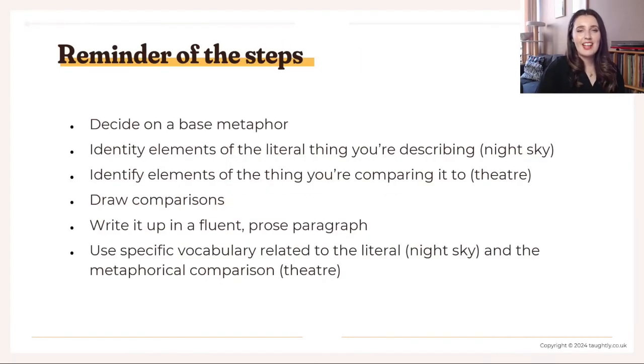A reminder of the steps, just in case you didn't follow along or just for your revision notes. Decide on a base metaphor, then identify elements of the literal thing you're describing. Next, identify elements of the thing that you're comparing it to. Then draw some comparisons, which elements are similar to which, why, how. Write it up in a fluent prose paragraph, and do remember to use specific vocabulary related to the literal thing and to the metaphorical comparison.